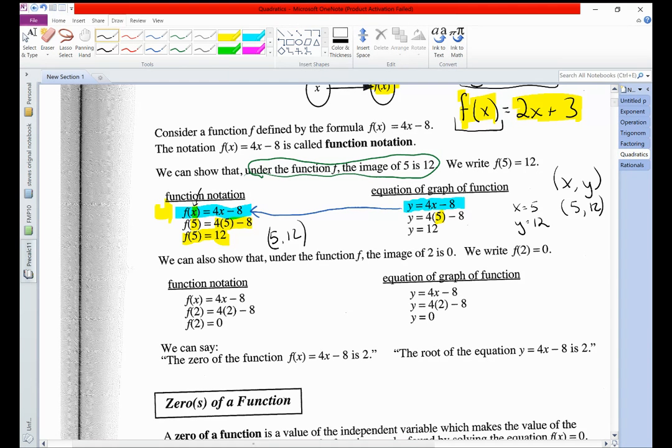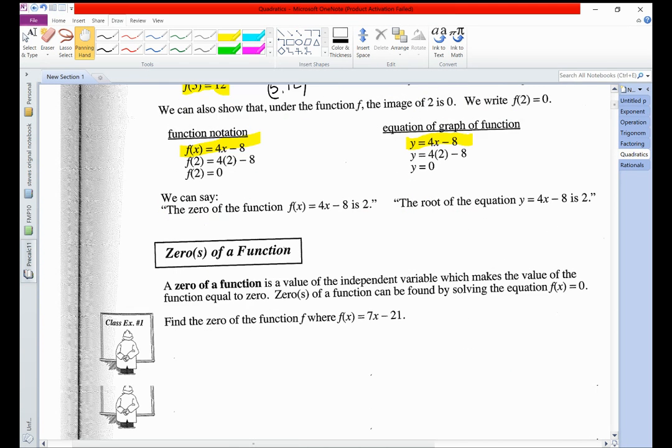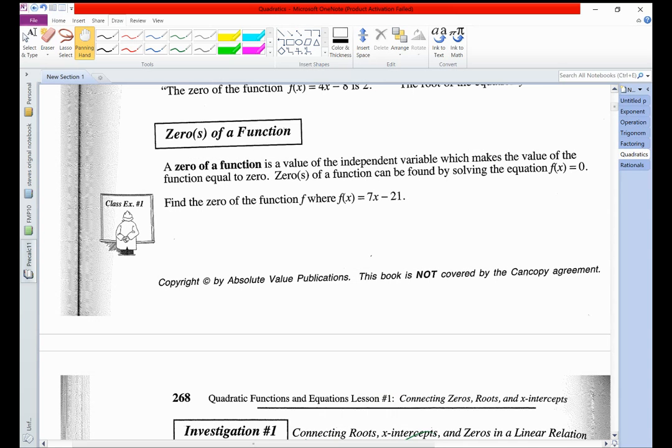You can also do this. Again, here's the equation, y is equal to 4x minus 8. Here's the function notation. So I just want to move ahead now. There's a couple of things down here, but I think it's better explained under this zeros of a function. A zero of a function is the value of the independent variable. Normally in a y-x situation, this is our x value. So a zero of a function is the value of x which makes the value of the whole function equal to 0. Zeros of a function can be found by solving the equation f of x is equal to 0.